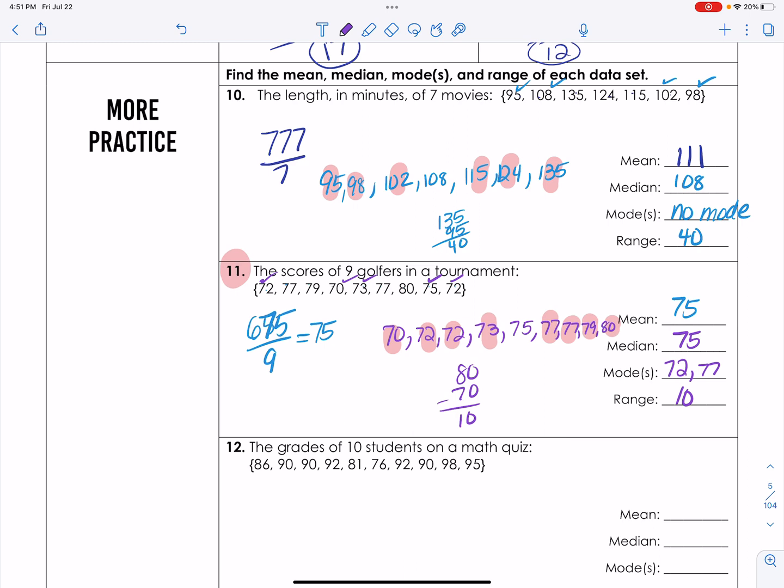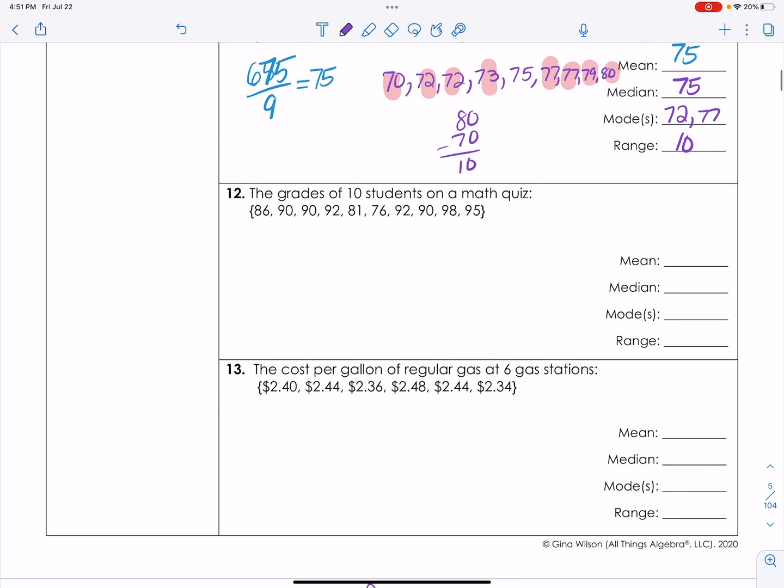Okay, I would like you to skip 12. I would like you to pause the video, do number 13, please. Okay, it's one of those where I'm just going to write the answers. And so if you missed any of these, please let me know and I can go over it. Just let me know number 13 and I'll go over it.